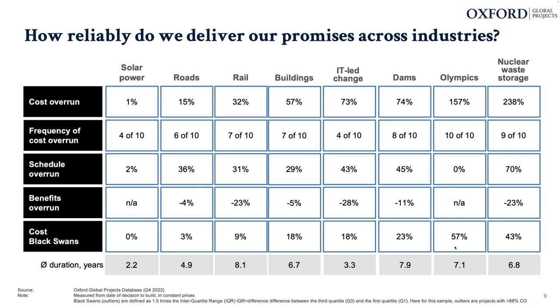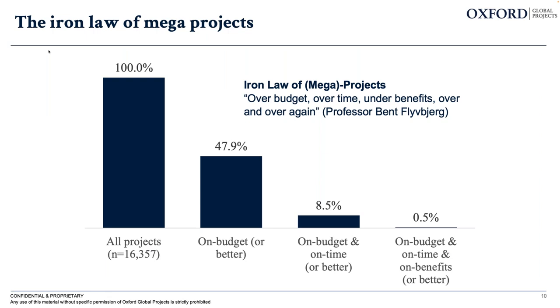And we see a lot of the projects in the sample being black swans, i.e. projects that perform very badly and have an overrun of over 88%. So, let me just change slide here.